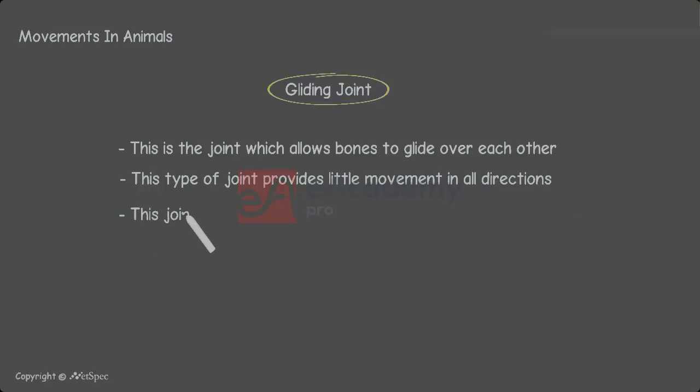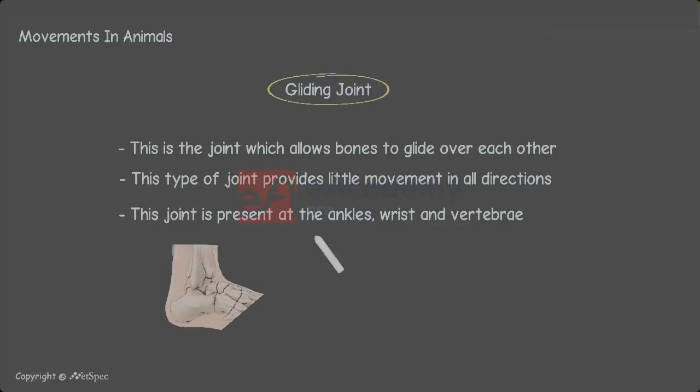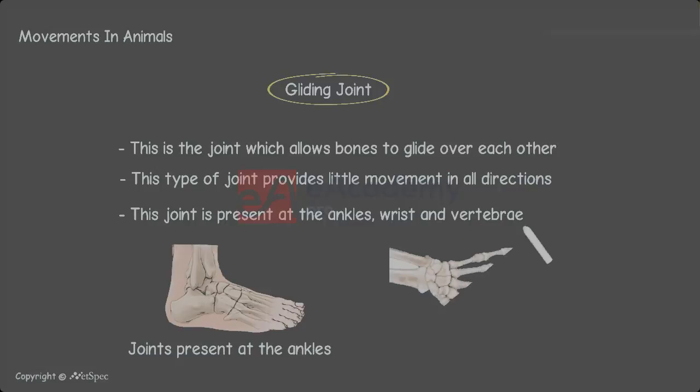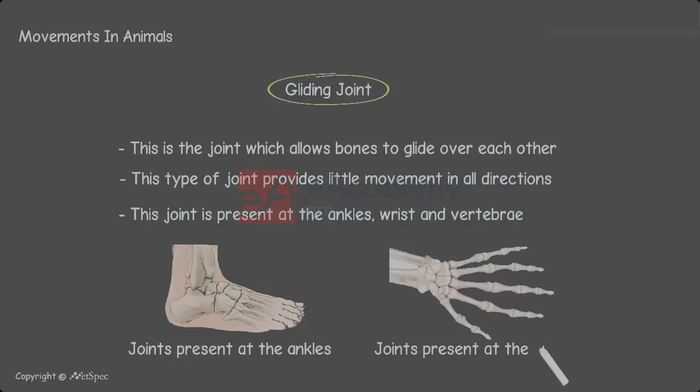This joint is present at the ankle. We can see it at the ankle, at the wrist, and between the vertebrae. All these joints are examples of gliding joints. They provide little movements in all directions. This is about gliding joints.